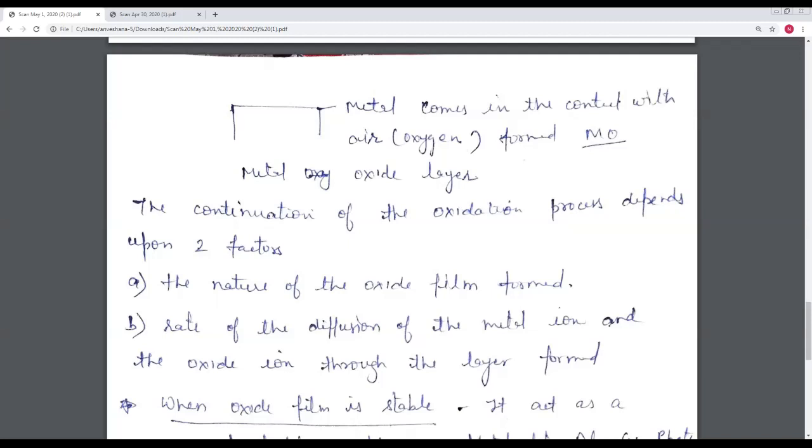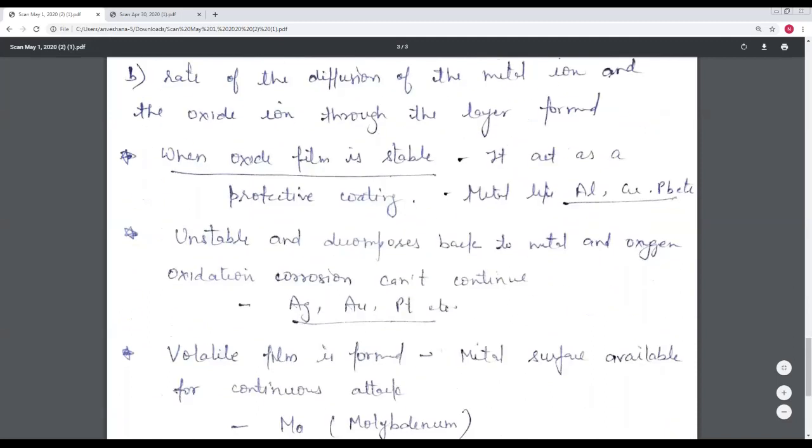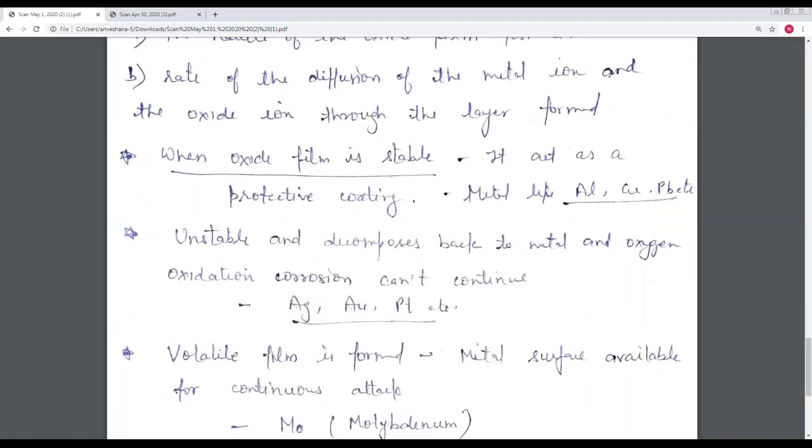Okay, so first of all, when the oxide film is stable, अब अगर हम कह रहे हैं कि हमारी लेयर स्टेबल होती है, तो अगर सपोज वी टेक द एग्जांपल ऑफ द एल्यूमिनियम, कॉपर और लेड मेटल, so aluminum, copper and lead, if these metals are present, then they form a stable layer with the oxygen. ठीक है, तो when the oxide film is stable, it acts as a protective coating. तो protective coating होगी, that means further corrosion does not take place.